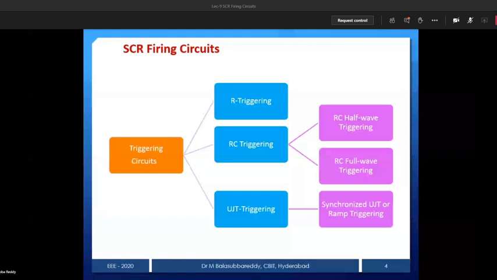But this strategy is only to understand the logic behind varying the alpha. If I say the firing angle is 90 or 60 or 30, how is alpha going to be varied, by varying which knob or which control parameter do we need to vary? All these things we will discuss in these types of triggering methods. Now first we'll go with R triggering. One by one we will discuss. These are the three methods: R triggering, then RC triggering, then UJT triggering. So first we'll go with R triggering.